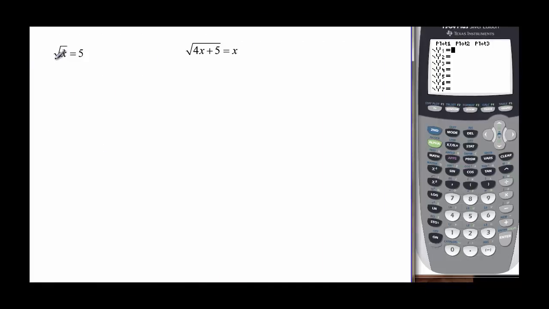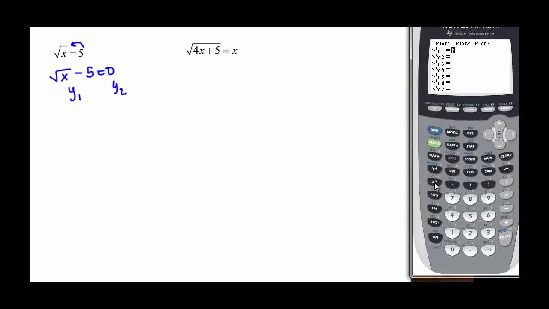Alright, so this first problem, the square root of x equals 5. That's a pretty simple one. In fact, it's so easy, I want to show us how to graph it. One way is to set it equal to 0. So I keep the square root here and subtract the 5 to the other side, and that'll be equal to 0. Now this is my y1, and the 0 is my y2. So I have second x squared for the square root of x, close the parenthesis, minus 5, and then y2 is 0.